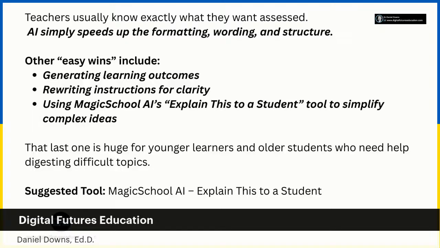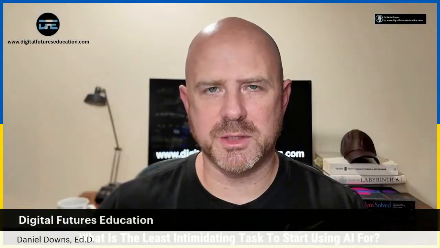Other early first wins with using AI can include generating learning outcomes, writing instructions for clarity, or even using MagicSchool AI's explain this to a student tool. That can help demystify complex ideas and make them more easily explainable.